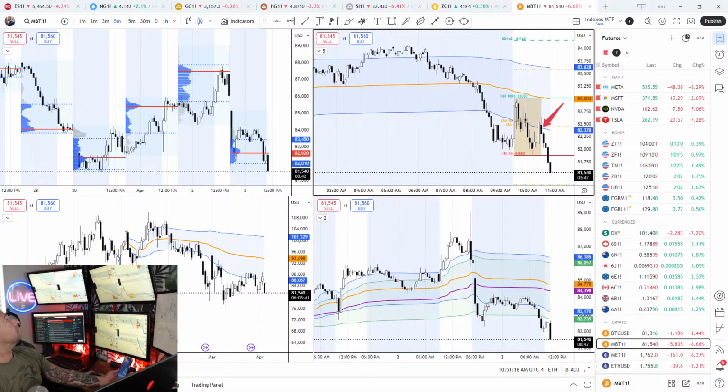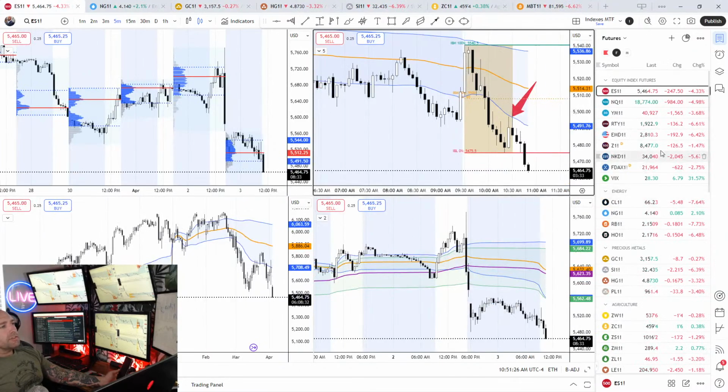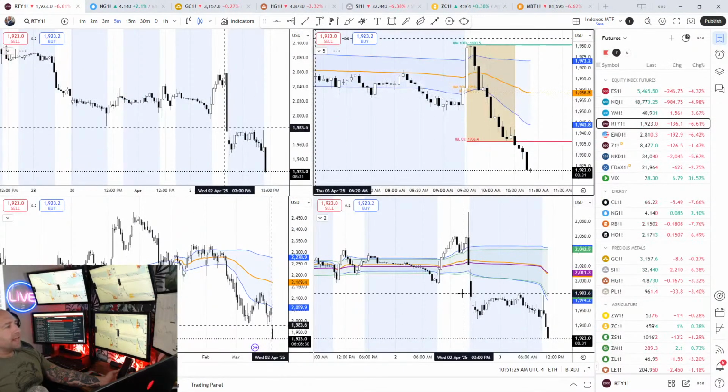Pretty close to limit down on Russell. Surprised nobody's really watching Russell. This is the weakest out of all of them. Look at this thing.